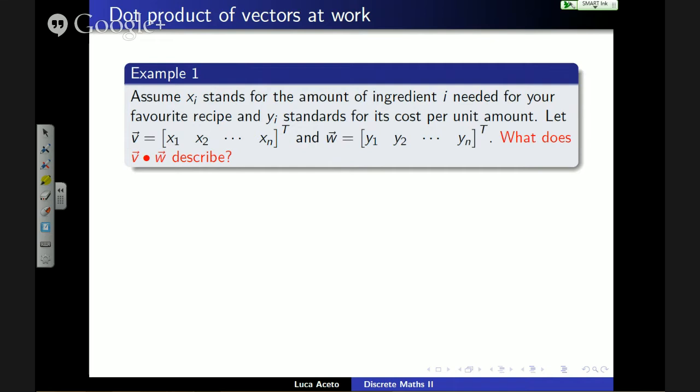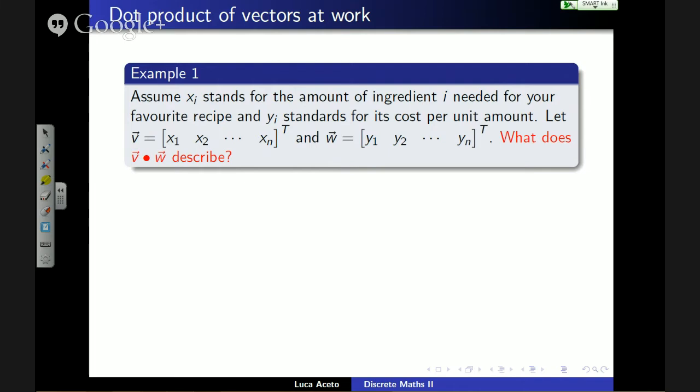Well, what is the dot product of V and W? It's the total cost of your shopping list for baking the cake. Why? Because X1 times Y1 tells you how much the eggs are going to cost. If X2 tells you how much flour you need, and Y2 tells you the unit cost for flour, then X2 times Y2 tells you how much you're going to spend on flour. And you sum them together, and you figure out how much you're going to spend overall.